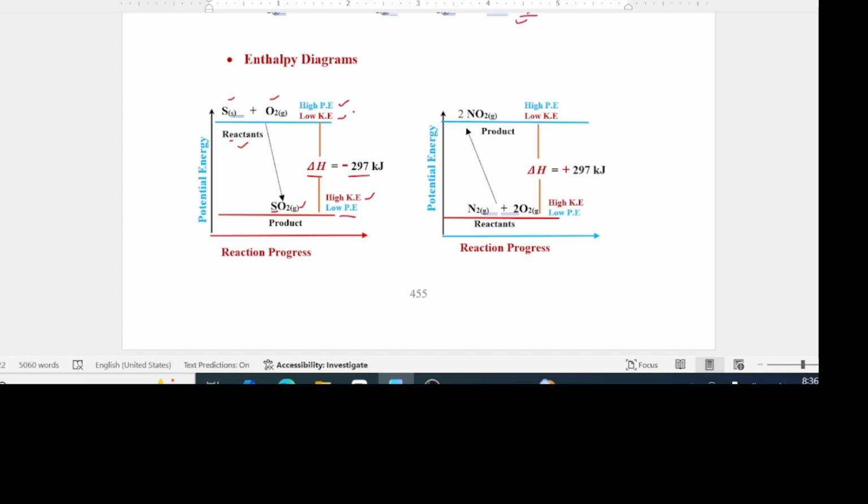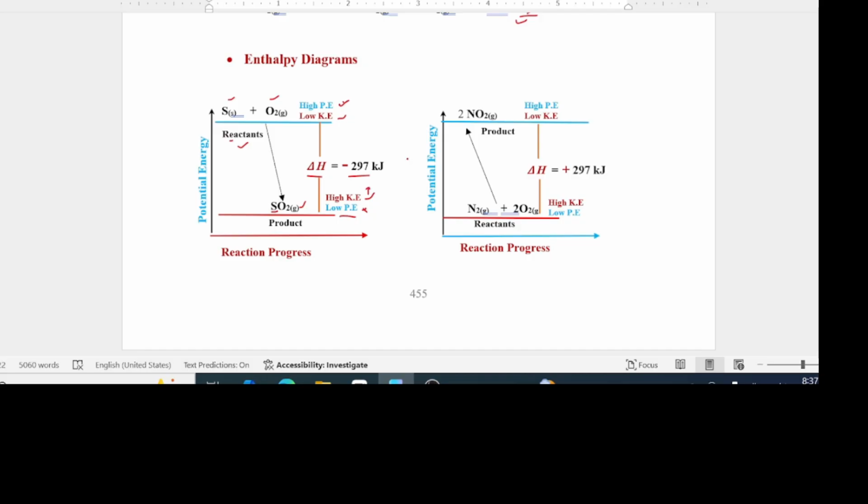However, because it's an exothermic change, the heat that is produced is used to raise the kinetic energy of the molecules of sulfur dioxide. But because of the law of conservation of energy, since this system is gaining kinetic energy, it must lose potential energy. That's why these molecules will have low potential energy compared to what they had before. So a point to note is this: a loss in potential energy is commensurate with a gain in kinetic energy.